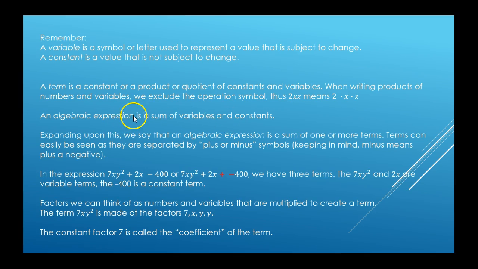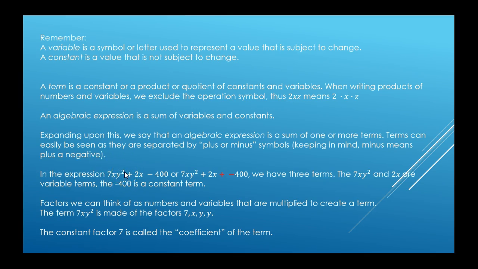Basically, an algebraic expression is a sum of terms. Terms can easily be seen because they're separated by pluses and minuses. Keep in mind, minuses are plus negatives. So this 7xy squared plus 2x minus 400, or if you want to rewrite the minus 400 as plus negative 400, is an algebraic expression with 3 terms.